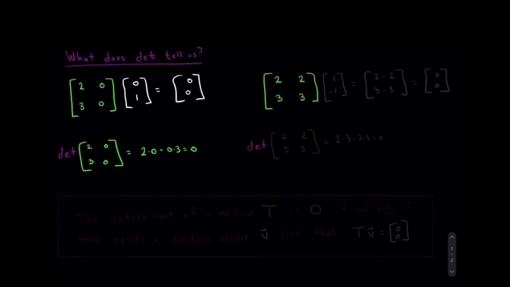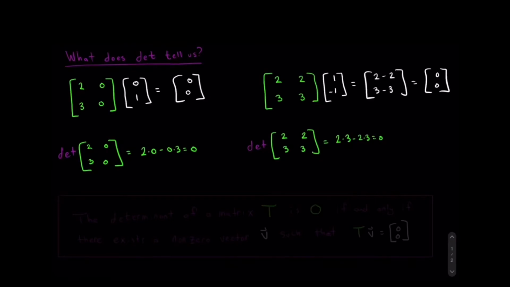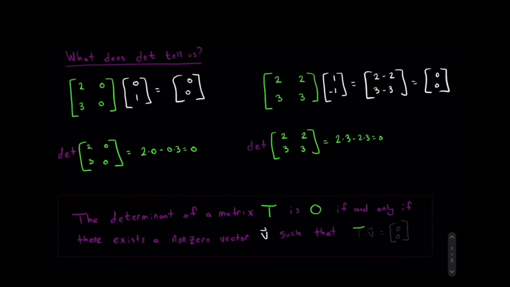Similarly, if we take this matrix 2, 2, 3, 3, we compute the determinant, we get 0. And if we act on it by the vector 1, negative 1, what we spit out is a 0 vector. And the lesson here, well, I haven't quite proved it, but it's a more general principle, is that the determinant of a matrix T is 0 if and only if there's some non-zero vector V such that T maps V to 0, which is exactly what you just saw in the top two cases.